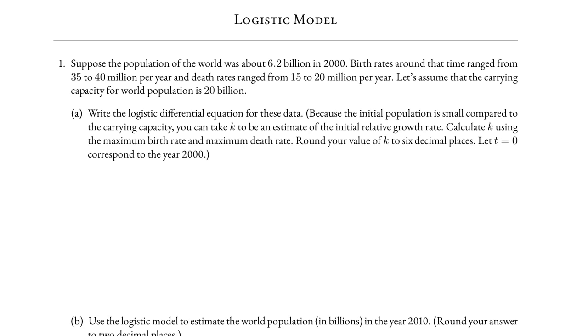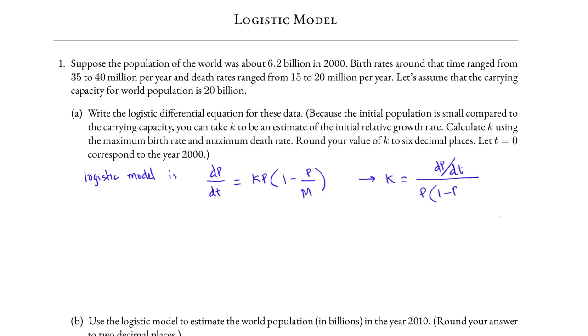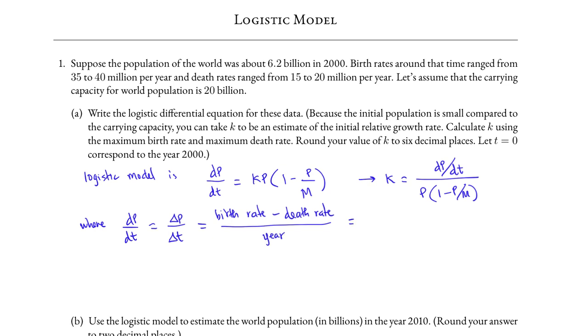Because the initial population is small compared to the carrying capacity, you can take k to be the estimate of the initial relative growth rate. The logistic differential model is dP/dt equals k times P times (1 minus P over M). From here, we see that k equals dP/dt divided by P times (1 minus P over M), where dP/dt is approximately the change in the rate, which is the birth rate minus the death rate.